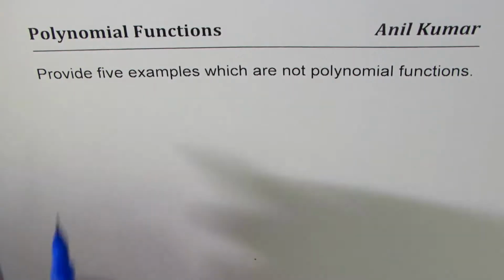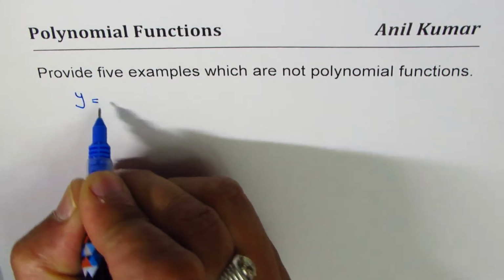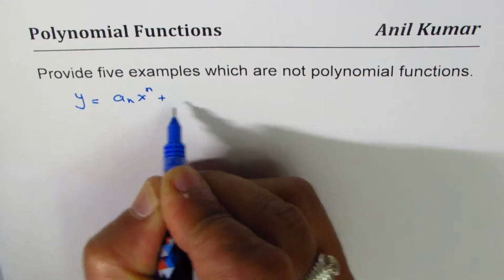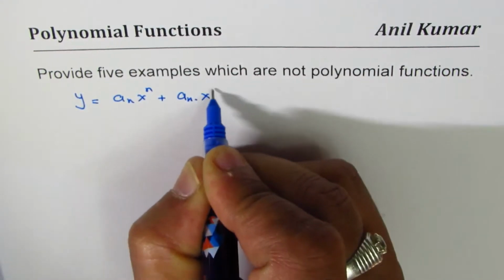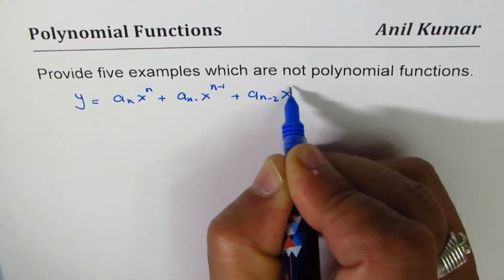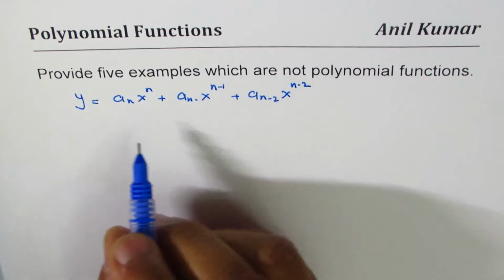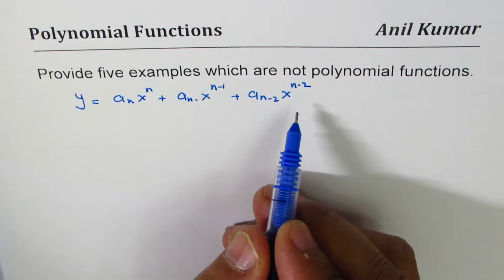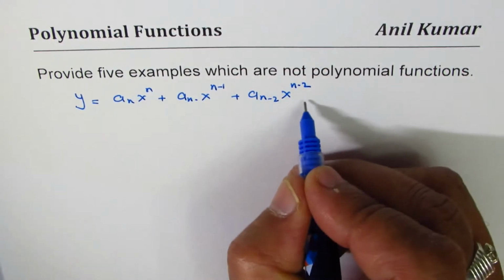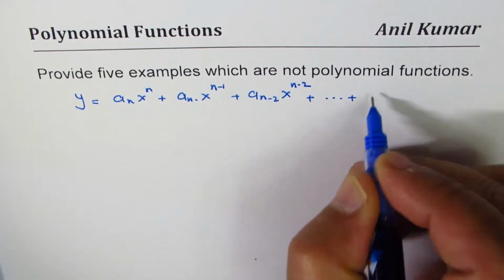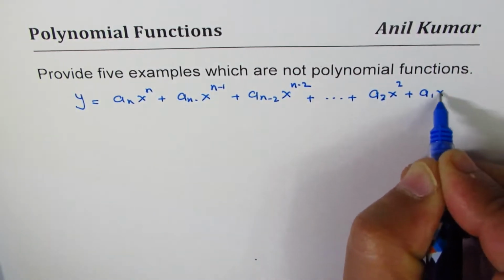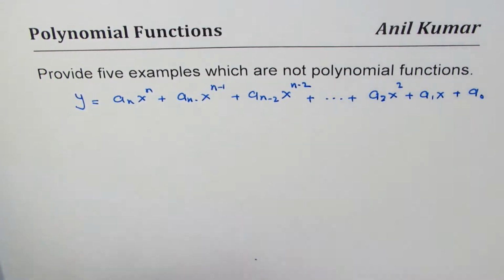So let me write down the equation of a polynomial function, which is y equals a_n x to the power of n plus a_(n-1) x to the power of (n-1) plus a_(n-2) x to the power of (n-2). It is good practice to write any polynomial function with the highest degree term first, right? Continue, and then it could be a_2 x squared, a_1 x, a_0, the constant term.